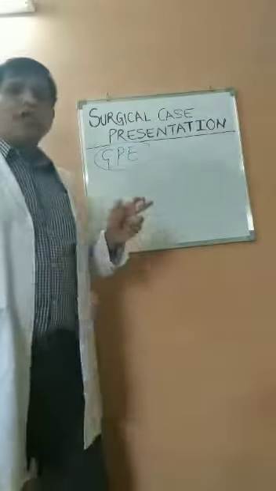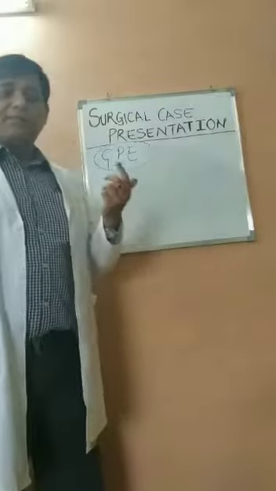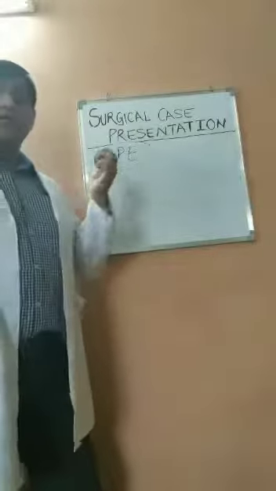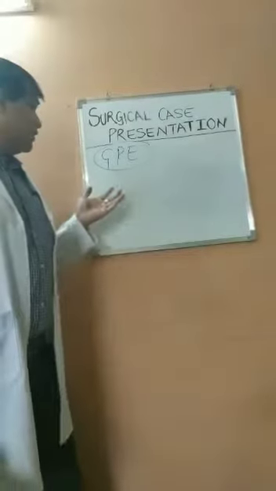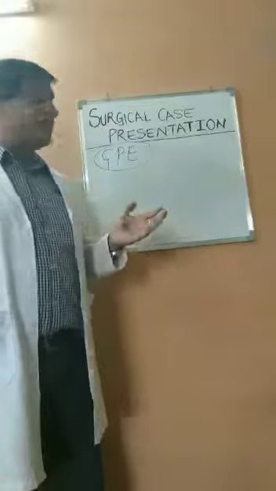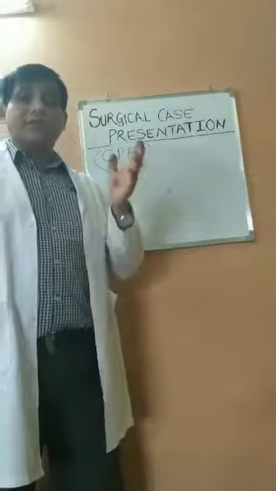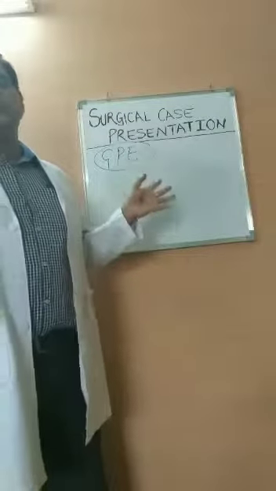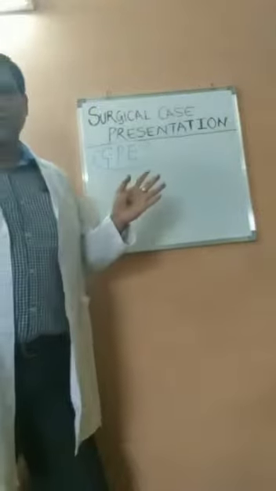So you should know how to look for the pallor, how to look for the jaundice, how to look for the pedal edema, how to look for the clubbing, how to look for say generalized lymphadenopathy, how to look for the blood pressure, how to look for the pulse. You can get one question from the general physical examination part also.